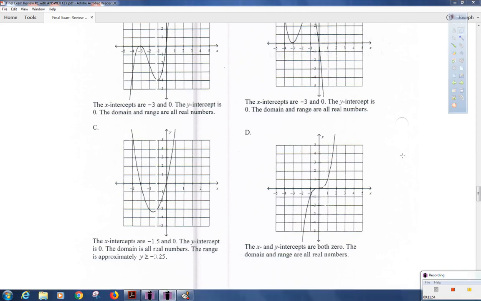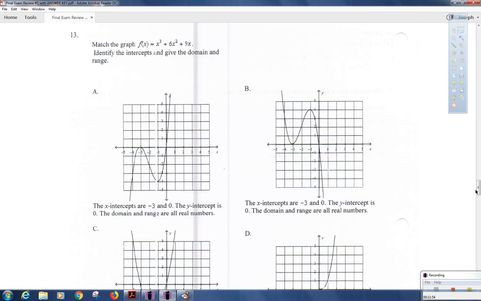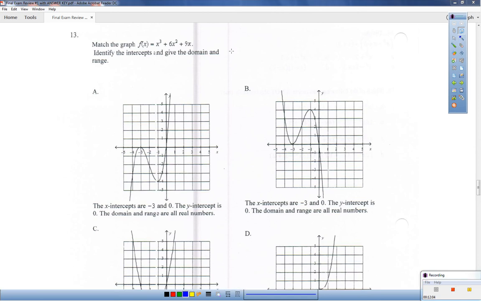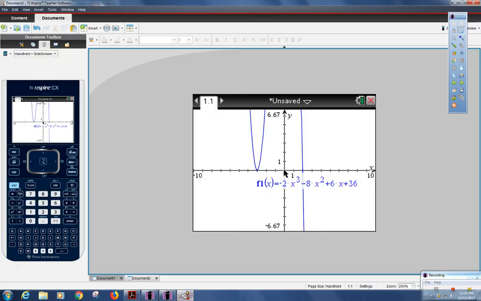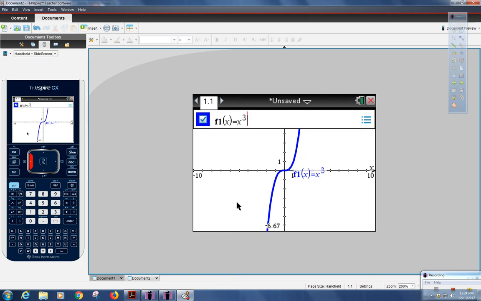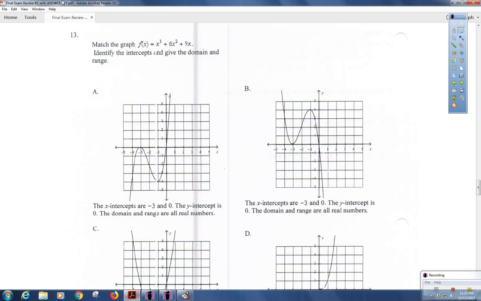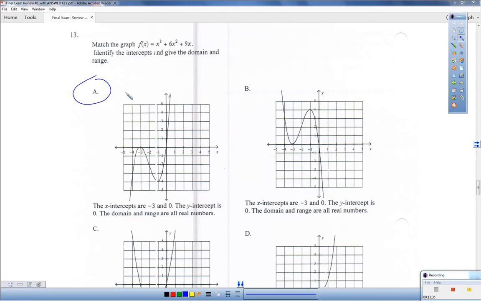Alright, now, the best thing to do would be to graph it, and then match which one it is. Let me show you how to graph it right quick. Let me get my new graph up here. So x cubed, that's a negative, don't want that. So x cubed plus 6x squared plus 9x. There's my graph, and I thought it was that one. It was going to be that one, and so that would be A. So that's A for my answer for number 13.